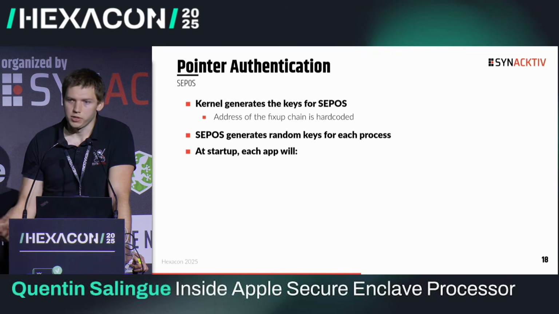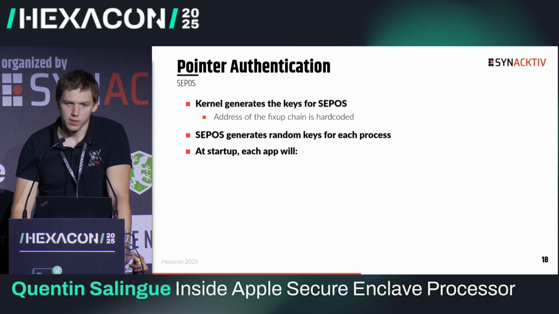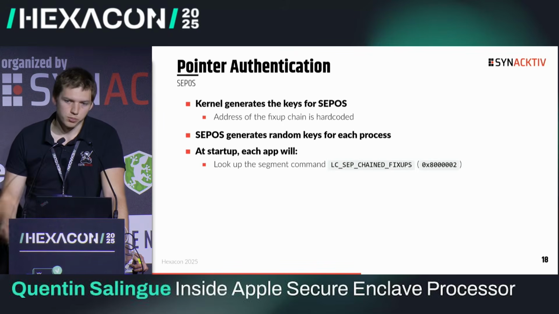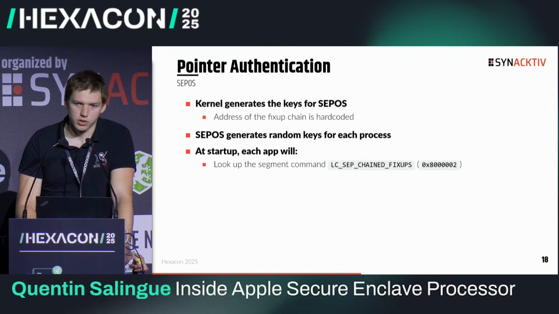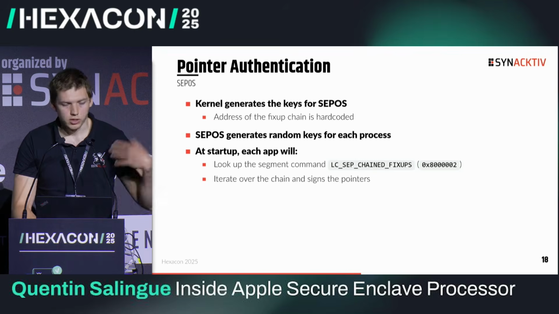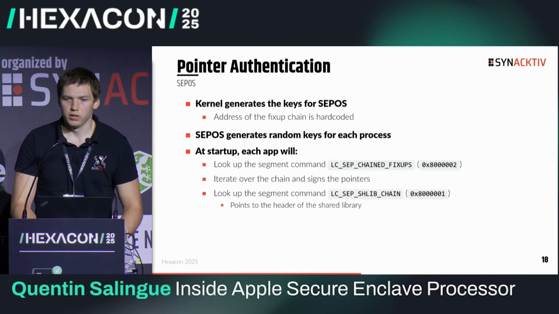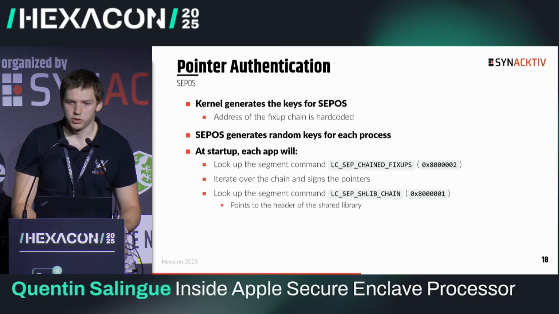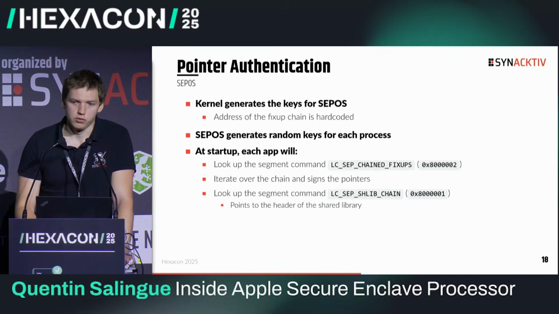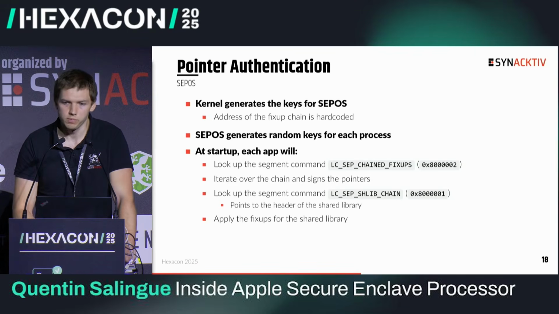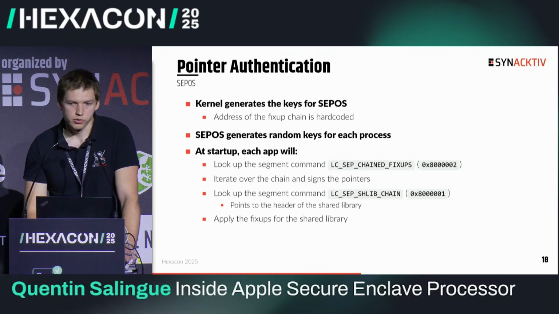And once the application starts, they will do the job of the DYLD on the iOS side, which means that we will first look up a segment in the header, which is the LC CEP chain fixup, which gives us the address of the chain fixup. They will iterate all over the chain, sign the pointers, and next they will look up another header, which is the LC CEP shared library chain, which is the fixup chain from the shared library. And you can also have a chain of libraries, but they only use one at the moment. And you apply the fixup for the shared library.